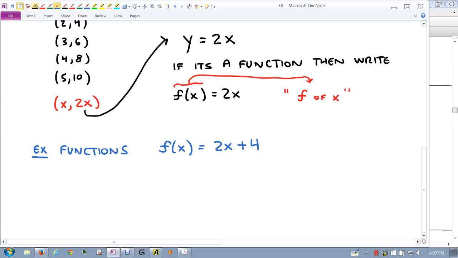So let me show you, if I plug in 1 to this, what is this thing going to do? 2 times 1 is 2, plus 4 is 6. If I plug in 2 to this, it's going to do 2 times 2, which is 4, plus 4 is 8. And so you can tell from the one over here, it's not the same, right? It's not the same function.